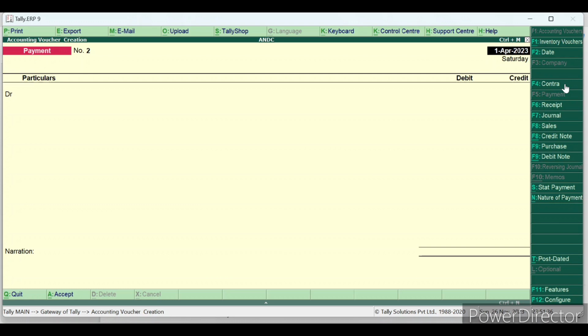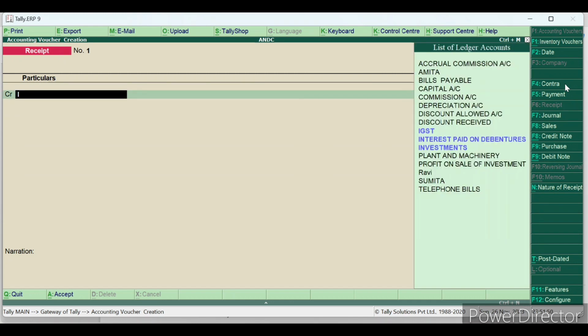Since we are selling, we are getting some cash. It's a receipt. So we will form it in the receipt account, F6. Let's say the journal entry would be like bank account, investment account to P&L, to profit on the investment account.